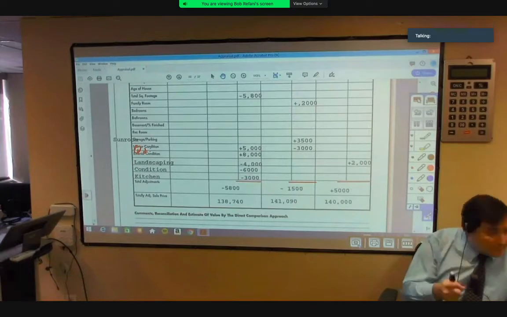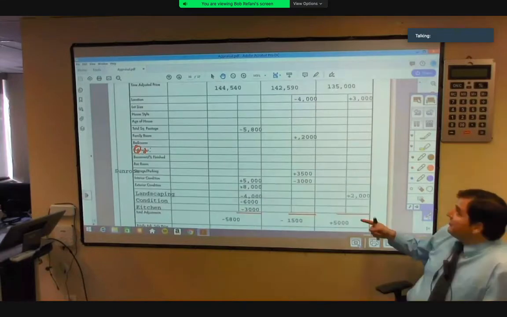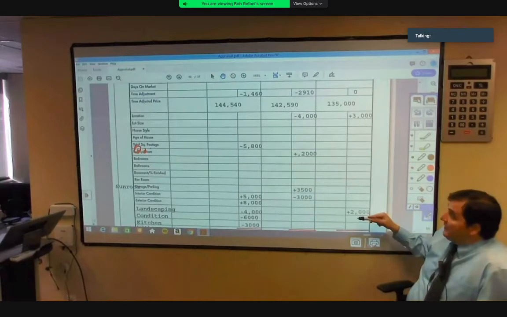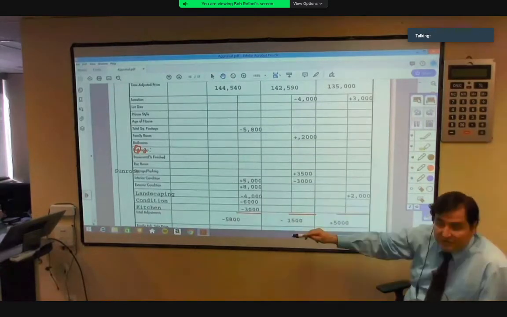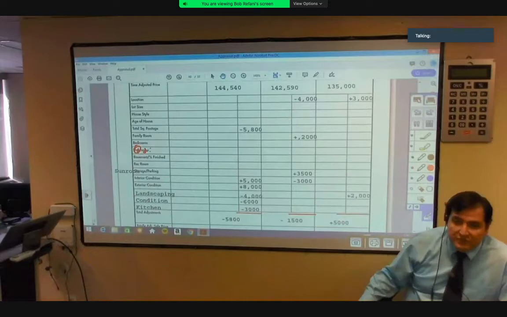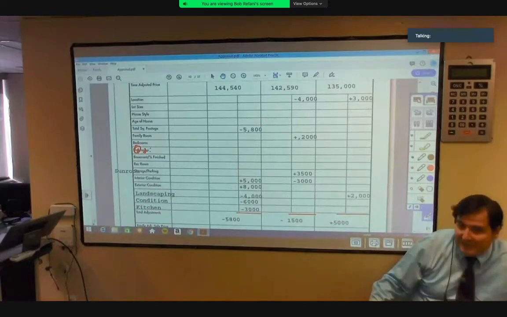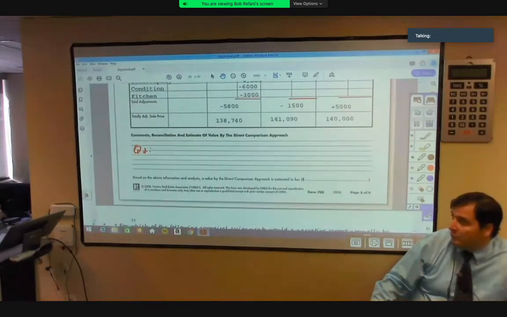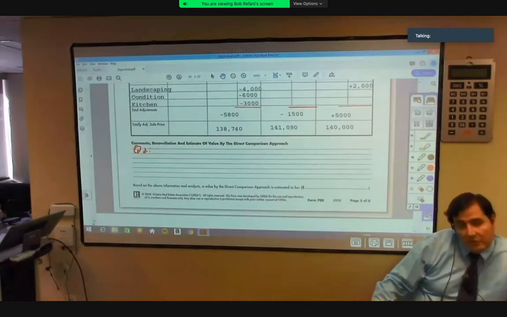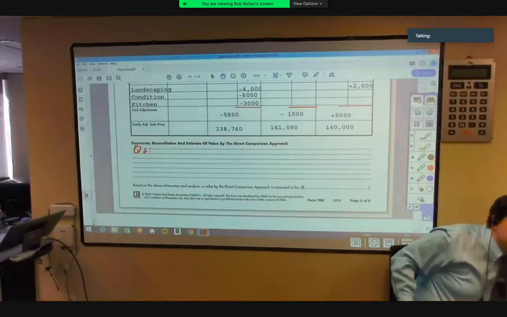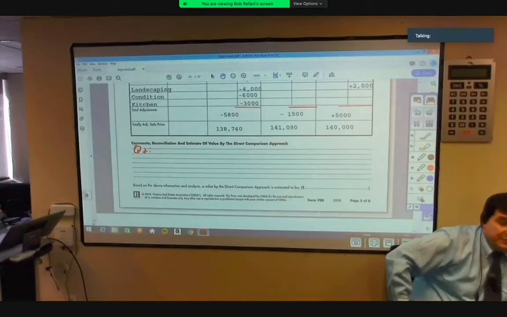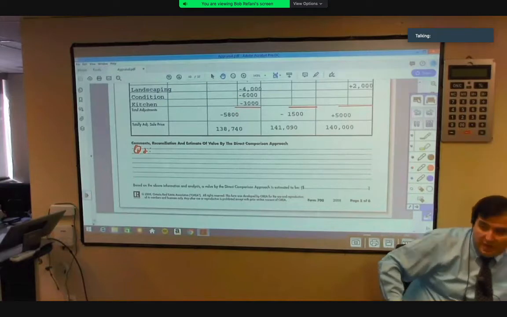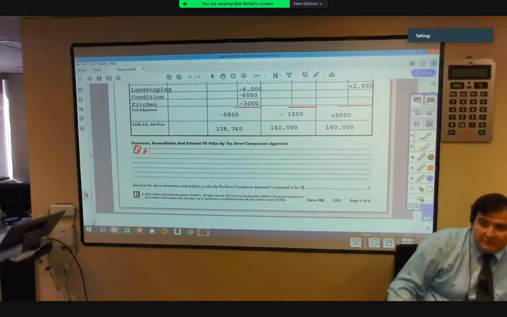Then you choose the one with the least number of adjustments. Look at here: this one has 1, 2 adjustments. This one has 1, 2, 3, 4, 5, 6 adjustments. So then you go with the one with the least number of adjustments. Write it down: if you have 2 most recent sales, you choose the one with the least number of adjustments. Not the amount, the least number of adjustments.